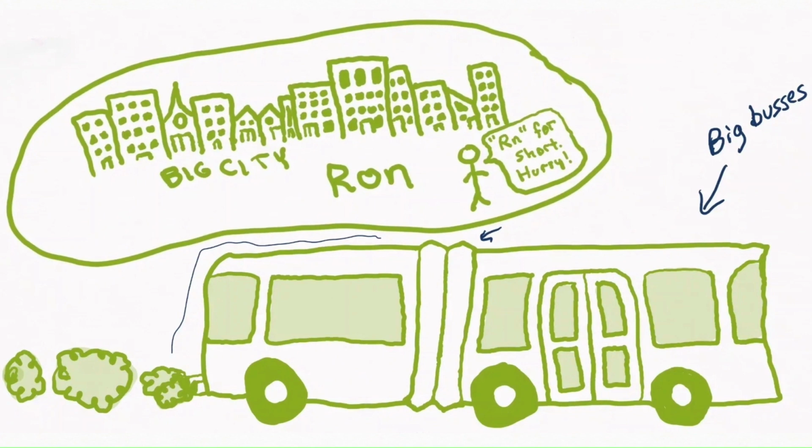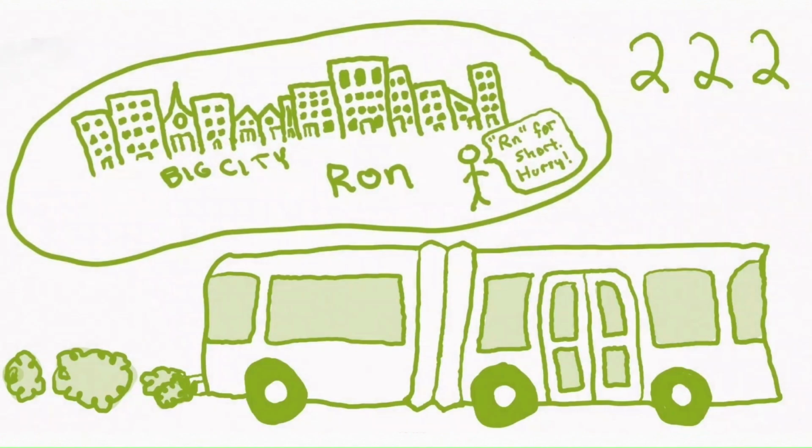So on these big buses, each bus in Big City Ron can fit 222 people on it at one time. So here's your 222, and that's how many people can fit on one bus. And they have many buses, but each bus can only fit 222 people on it at once.